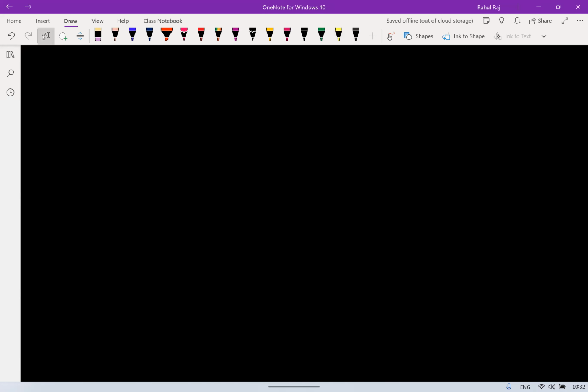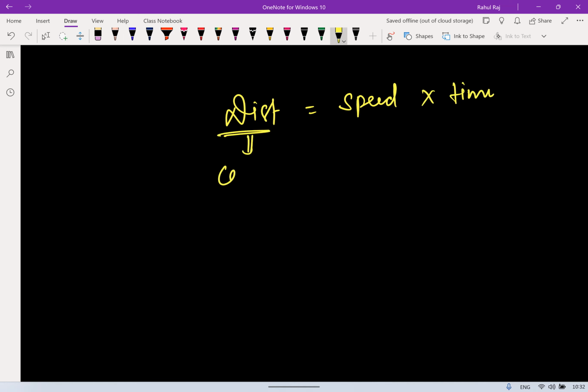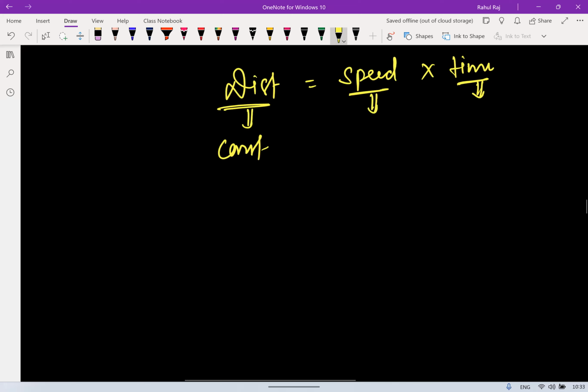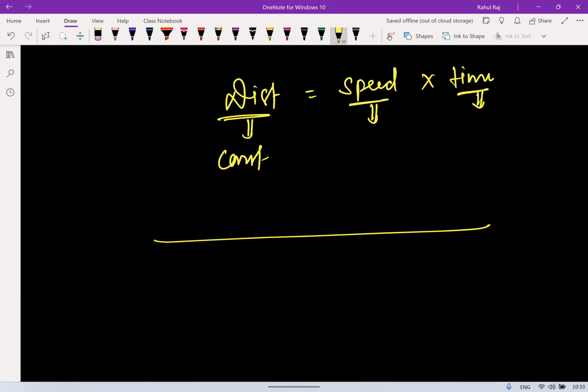So distance is equal to what? Speed into time. So it tries to say that the distance always remains constant. What varies is speed and time. These are the two elements that vary. What I mean by saying this is that imagine this is a distance of 100 miles.